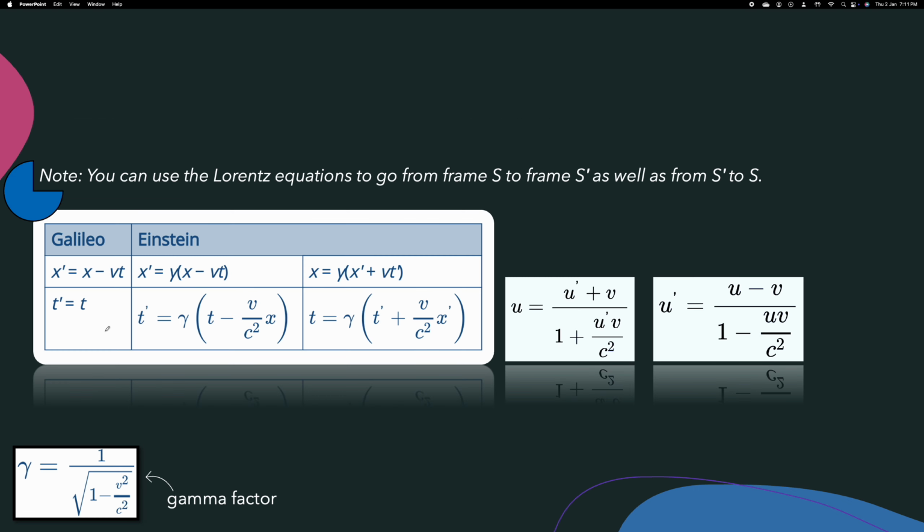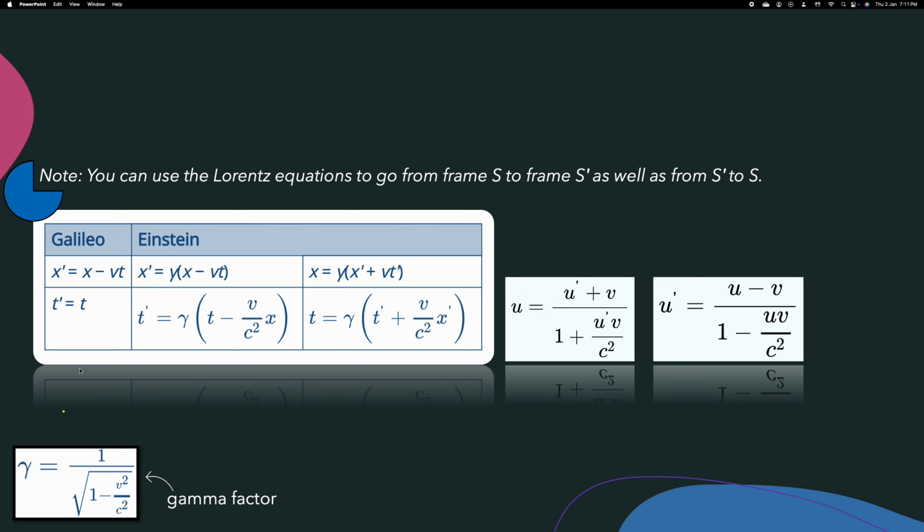Okay. So he has given a few equations called Lorentz equations. He derived similar equations on his own, but since these equations were previously derived by Lorentz, they are very popularly known as Lorentz equations. On the left-hand side, you have the Galilean equation for position and time, whereas on the right-hand side, you have the Einstein equations for position and time, which are the equations for higher speeds.